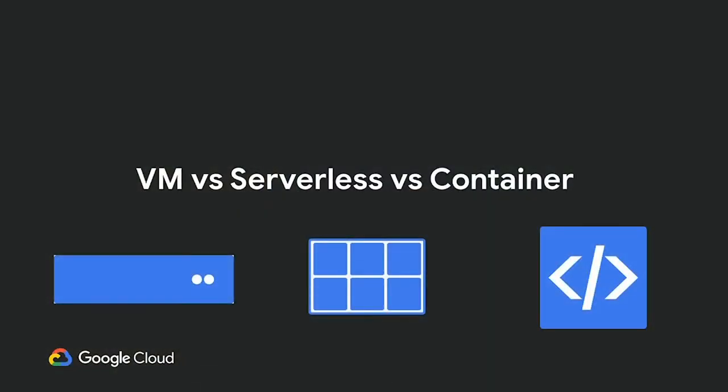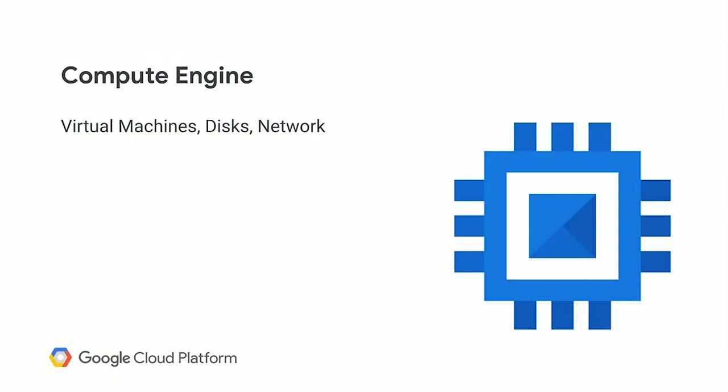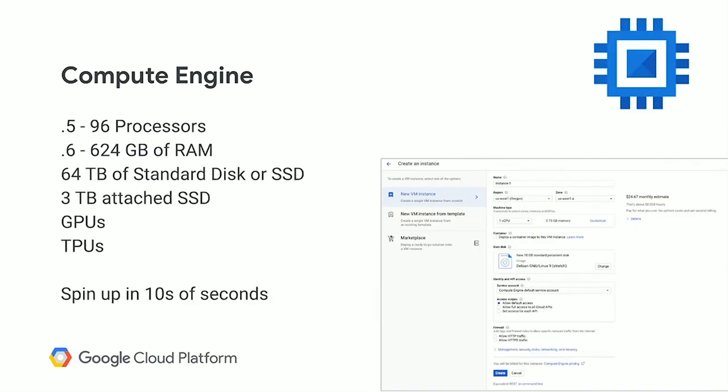And we'll talk about the issue I already brought up, VMs versus serverless versus containers. So this is one of the first decisions you have to make. Where are you going to run the code that you need to run to do what you need to do? So we start out first with Compute Engine, which is where I think a lot of our customers start off. Virtual machines, disks, and network. What can they do for us?